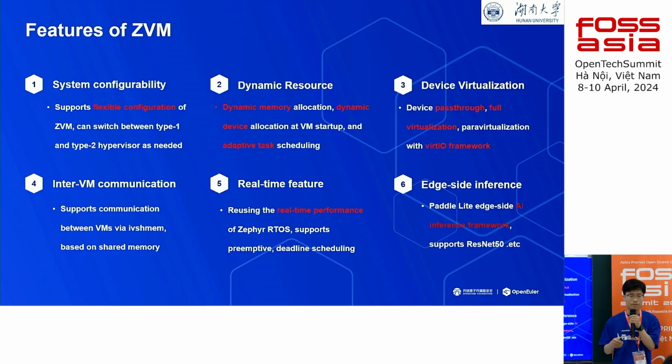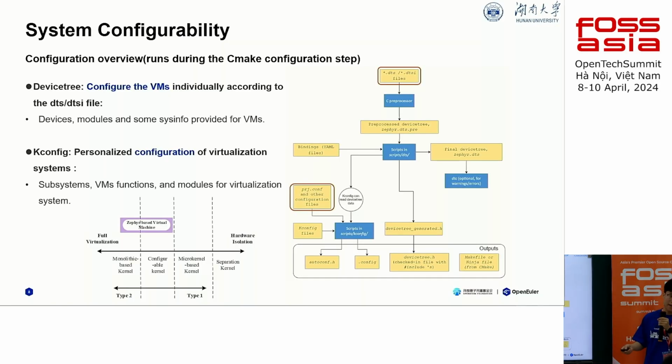And the fourth is inter-VM communication. We support communication between VMs based on the Zephyr framework and shared memory. And the fifth is the real-time features. We reuse the real-time performance of the Zephyr RTOS and support preemptive or deadline scheduling strategies. And the sixth is edge-side inference. It's about support for Paddle, an edge-side AI inference framework, which supports models like ResNet-50 and others. And then we will go through the details of the techniques of ZVM.